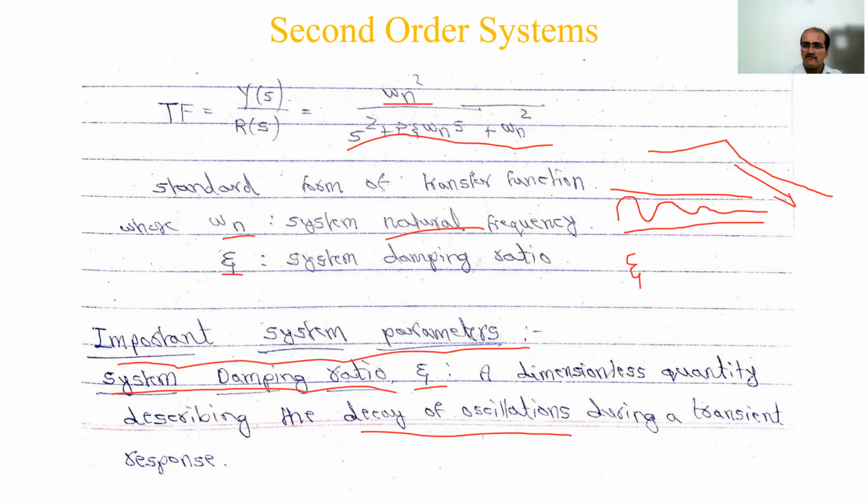Okay. So that will be indicated by this parameter, damping ratio, a dimensionless quantity describing the decay of oscillations during a transient response. Decay of oscillation normally happens during the transient response. So during steady state it will not happen. Steady state part we have separately. So everything we are discussing regarding transient only.